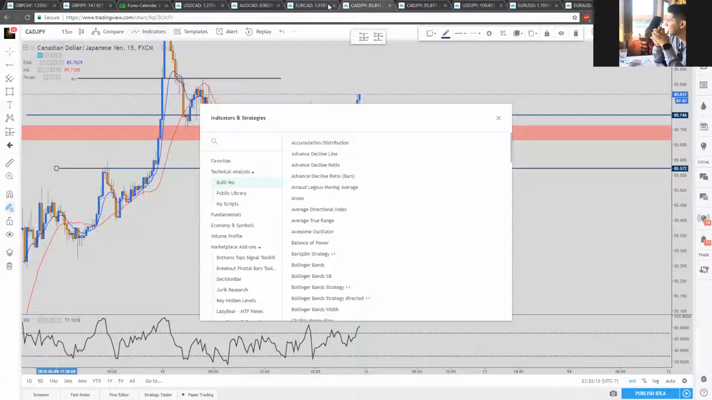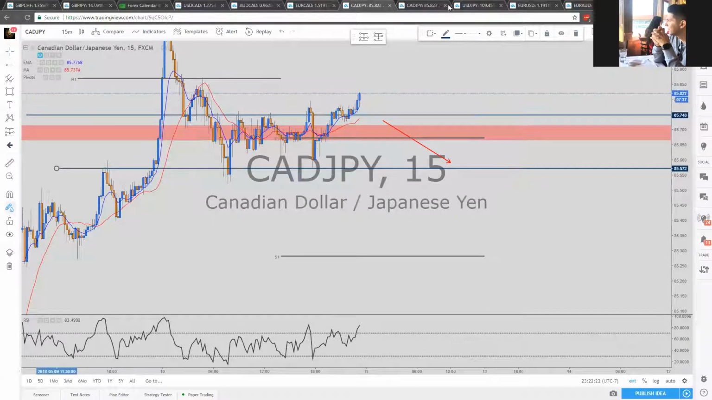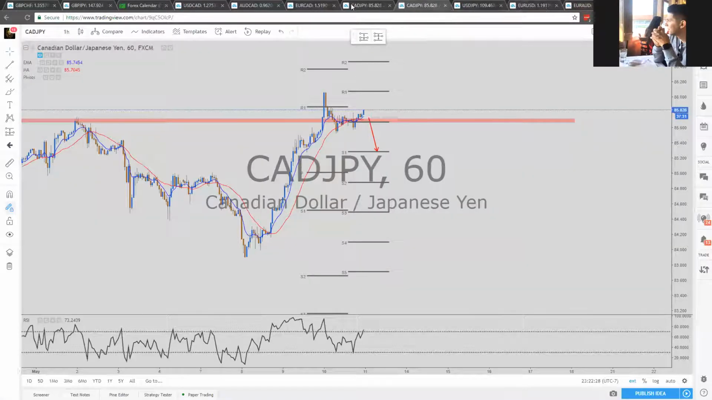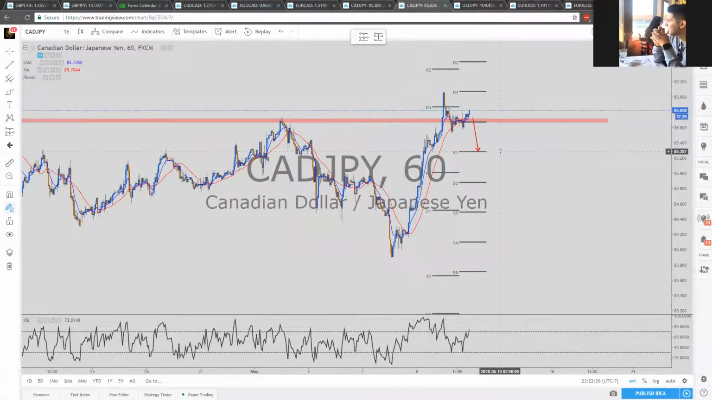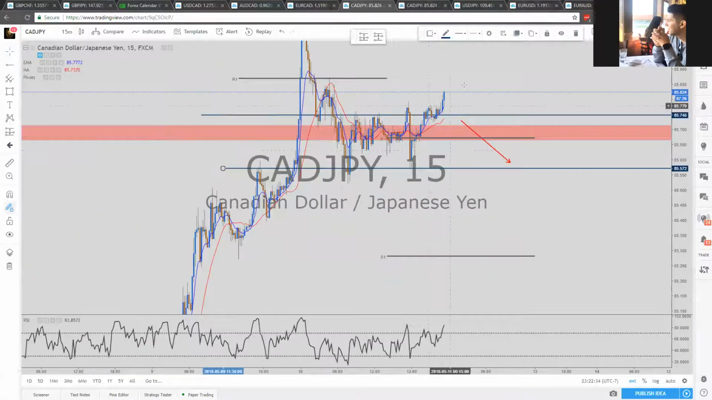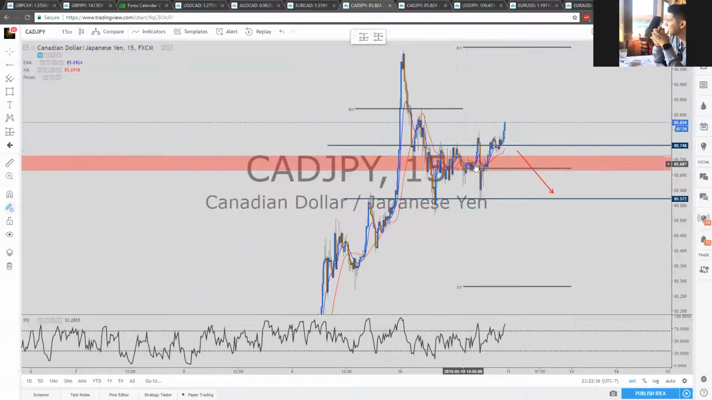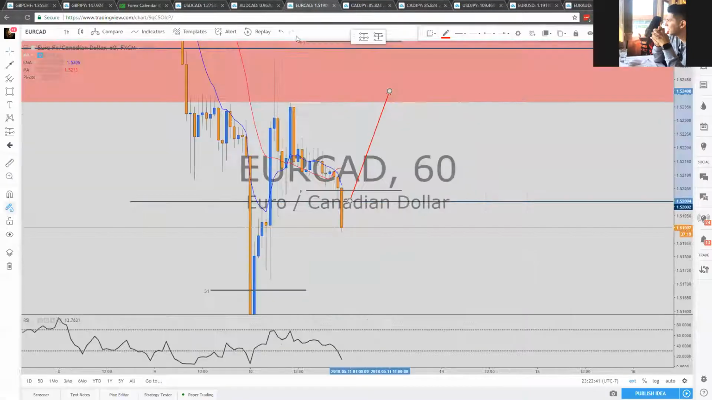You said divergence. So the divergence, you got that right. It's something that I use as a confirmation, not my only confirmation, obviously. I'll have multiple confirmations before getting into a trade. Which right now, CAD JPY is a buy. I think all these are reacting off support and just buy orders.